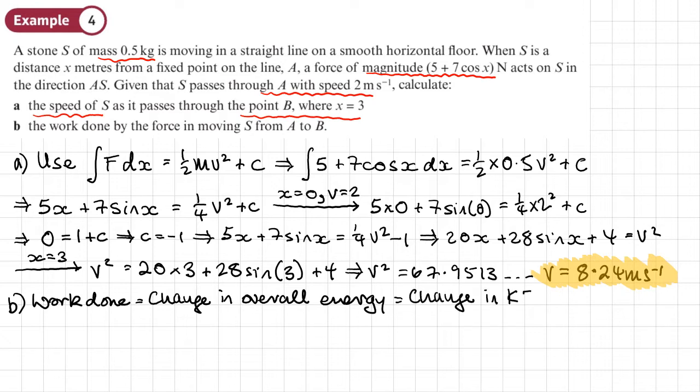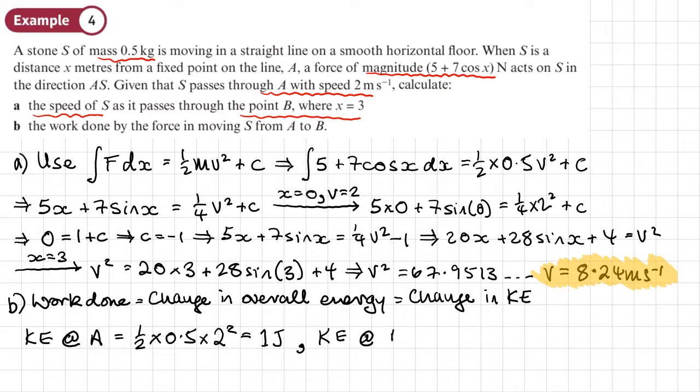So we're going to work out the kinetic energy when it's at A, and then the kinetic energy when it's at B. Now when it's at A, it's moving with a speed of 2 meters per second. So the kinetic energy at A is half m, which is 0.5, v squared, which is 2 squared. And that's 1. So when it's at A, it's got a kinetic energy of 1 joule. We're now going to work out the kinetic energy at B.